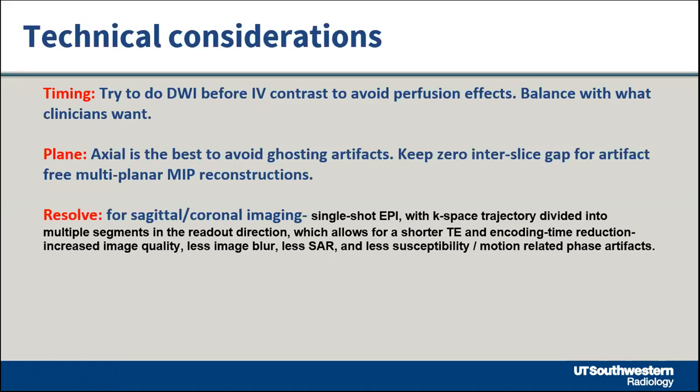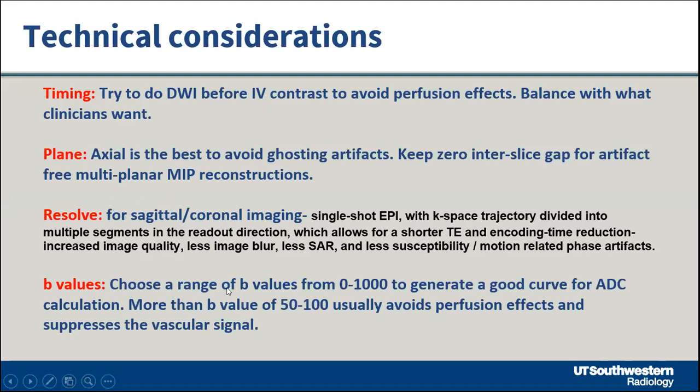The smaller you can get, like the Prisma scanner from Siemens. That one is like a diffusion machine. There you could get to between 50 and 60. The smaller you can get, the better signal you can have and the better DWI imaging you can get. So ultimately, RESOLVE leads to better image quality, less image blur. It has less SAR, less susceptibility and motion artifacts. And you can do it in any plane. You can do it in sagittal or coronal planes.